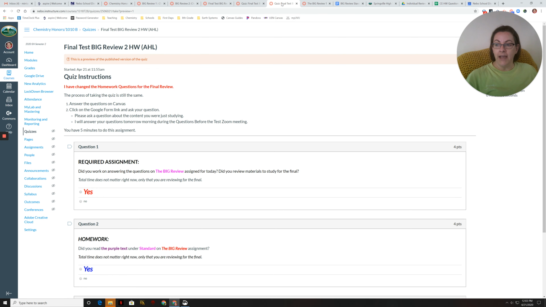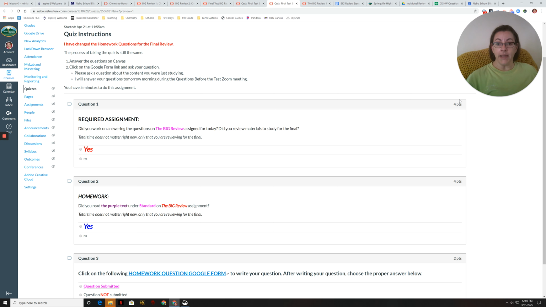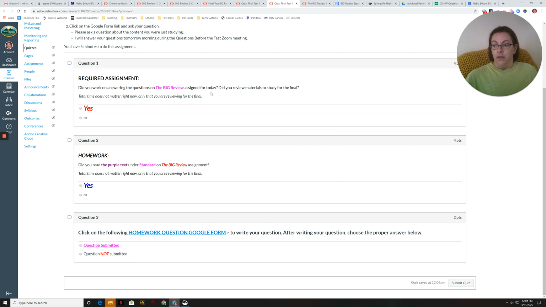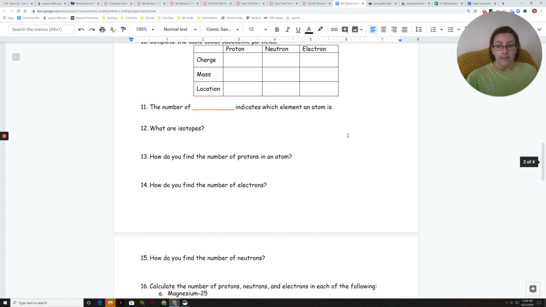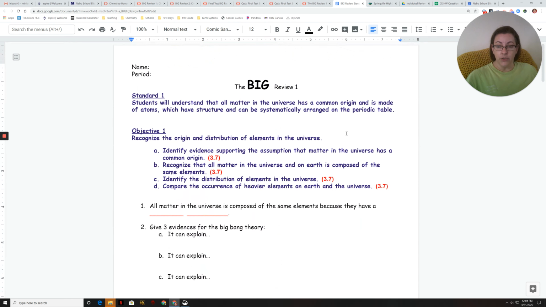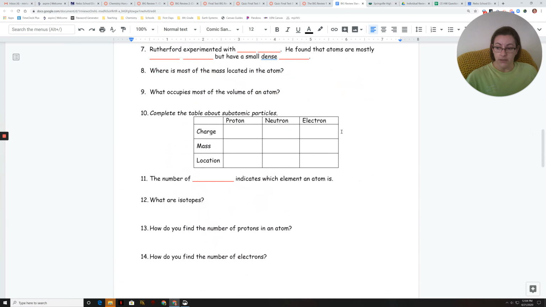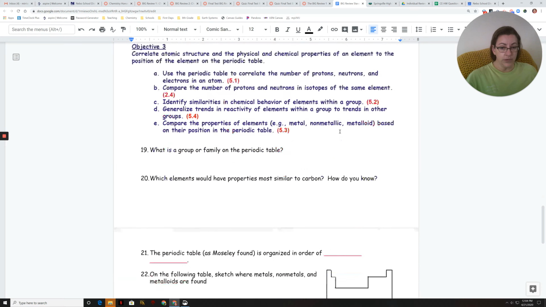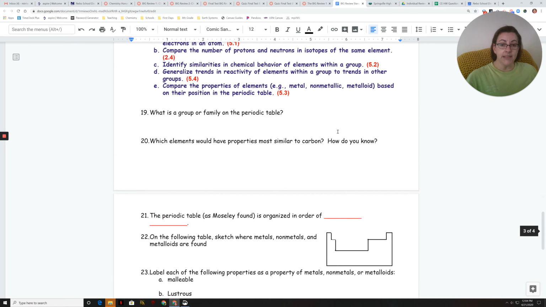Similar to the homework for last night is the homework that is due by tomorrow night at 11:59. Okay. Your required assignment. Did you work on answering the questions to the big review assigned for today? Okay, today's big review is big review 1. You need to answer these questions that have something to do with each one of the standards and objectives and submit the assignment.